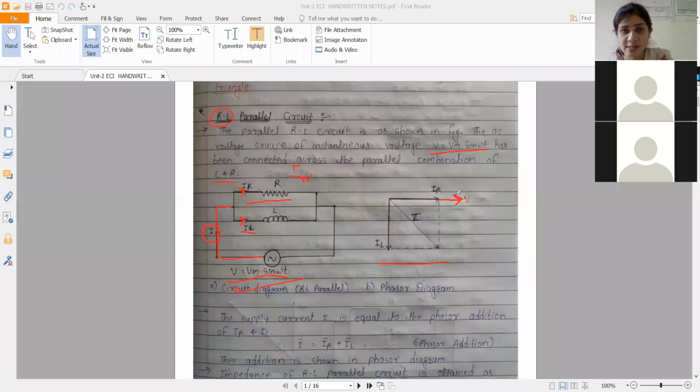अशा प्रकारे आपण जसं सिरीज सर्किट मध्ये करंट ॲज अ रेफरन्स घेत होतो, so same way we will take in the parallel circuit voltage as a reference. त्याच्यानंतर आपल्याला माहिती आहे की फॉर द रेजिस्टन्स व्होल्टेज अँड करंट आर इन फेज.